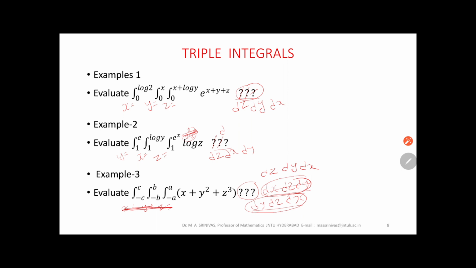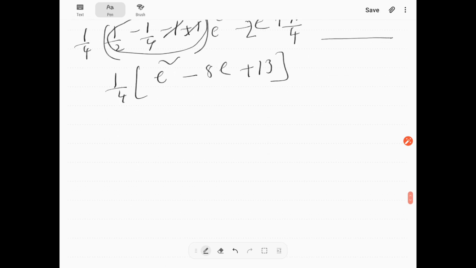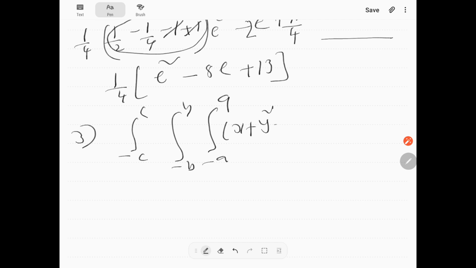So I am trying to evaluate this by taking the order dz, dy, dx. Somebody else may take another order and they can do it. And I suggest you evaluate this in all the ways and observe whether you are getting the same values or not. Okay, coming back to this third question, a simple one. Integral minus c to c, integral minus b to b, integral minus a to a, and the integrand is x plus y square plus z cube. I am interested to evaluate in this order.